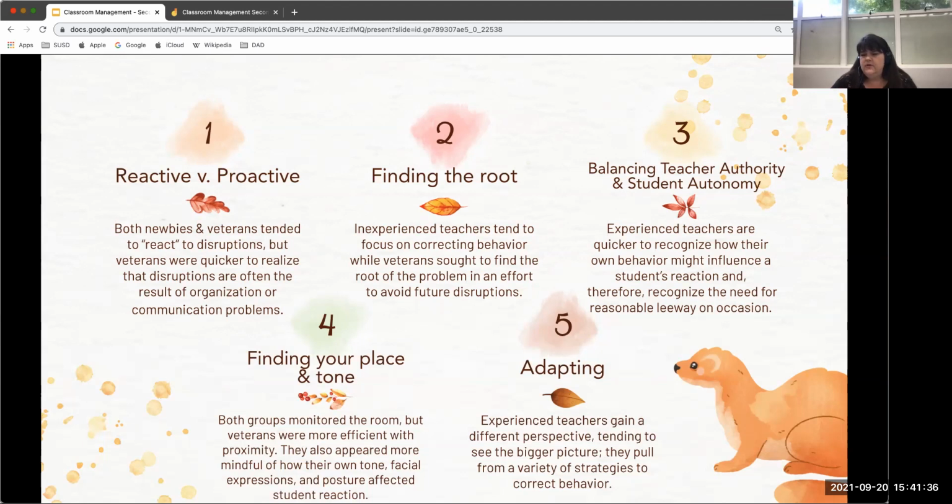Because oftentimes when a student reacts or does something inappropriate in classroom, it's part of a bigger problem. Okay, the third thing was balancing teacher authority with student autonomy. So experienced teachers are quicker to recognize how their own behavior might influence a student's reaction, and therefore recognize the need for a reasonable leeway on occasion.